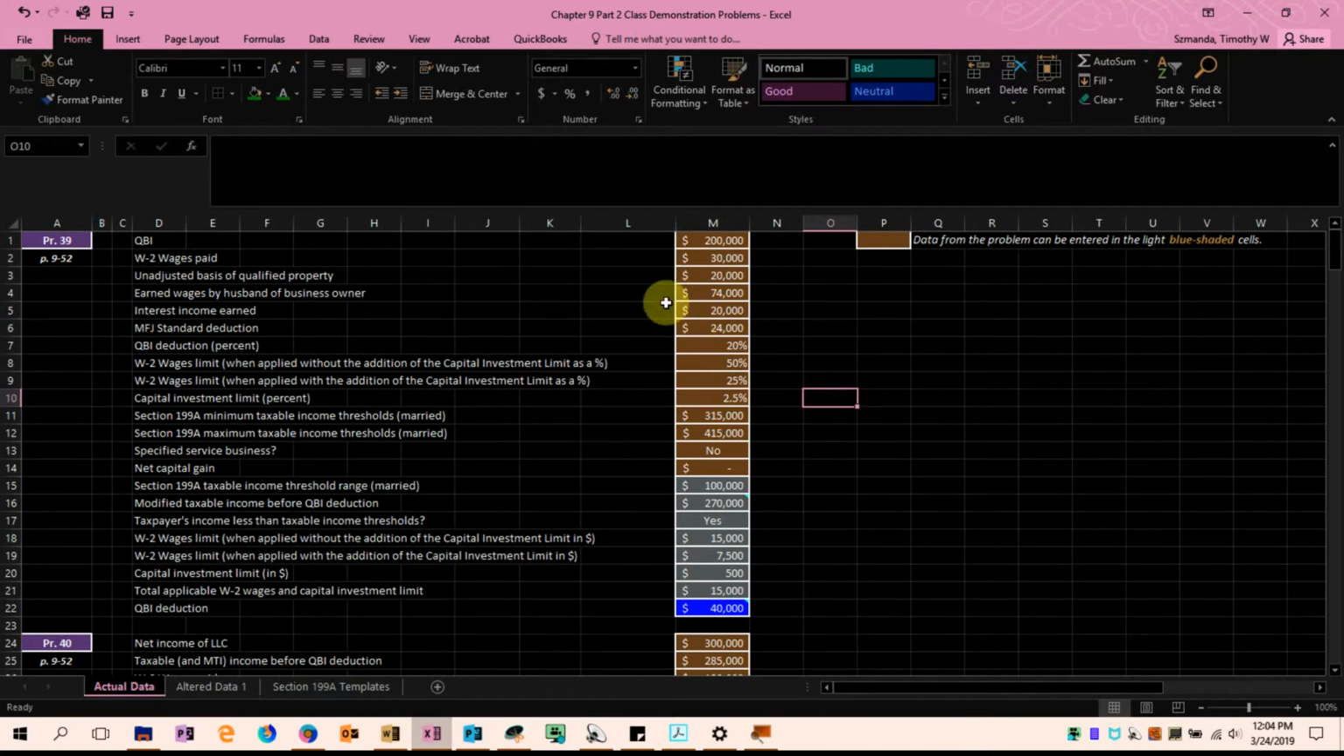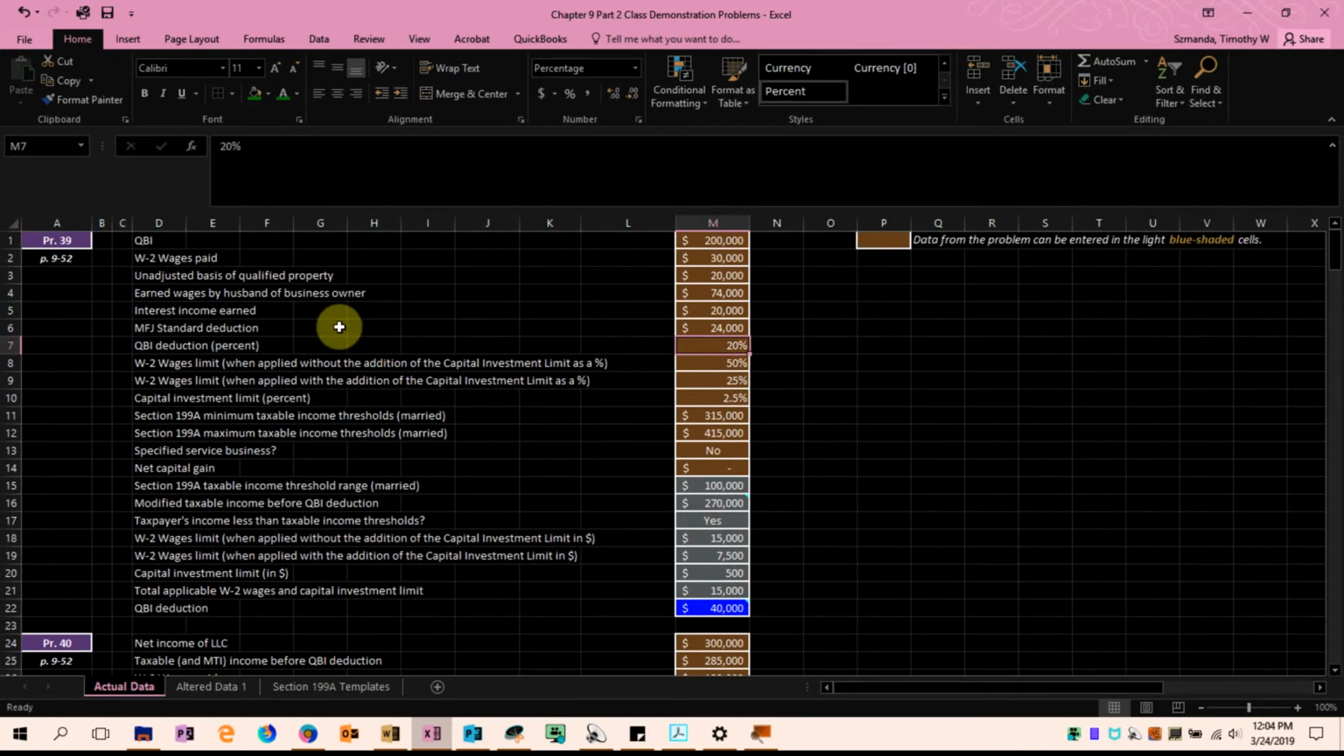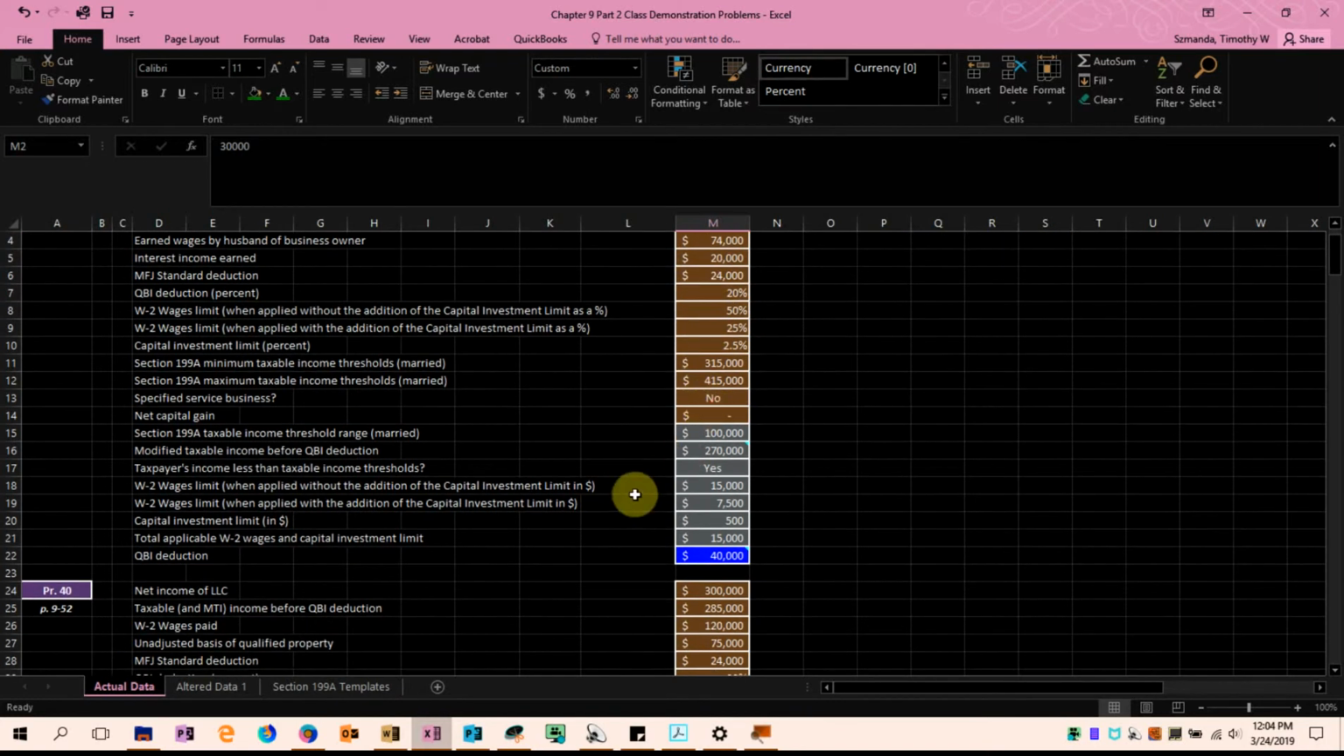What they're saying is that if the taxable income exceeds $315,000, then we need to begin to essentially phase out part of this 20% deduction of our qualified business income. And the test will be that we need to calculate first 50% of our wages. And so we know that our wages are $30,000. Let's just take 50% of that, and that'll be $15,000. There it is, $15,000.